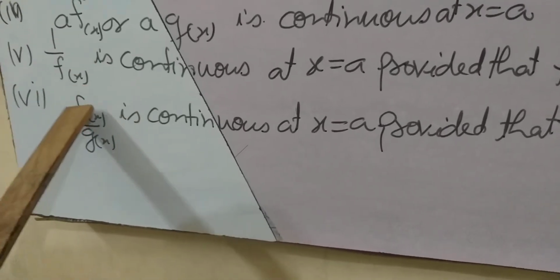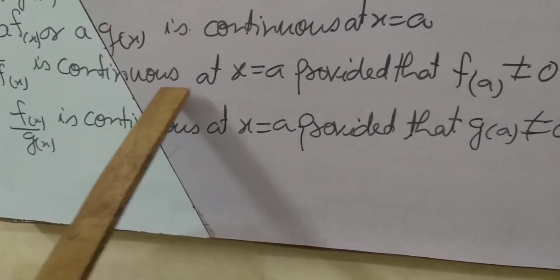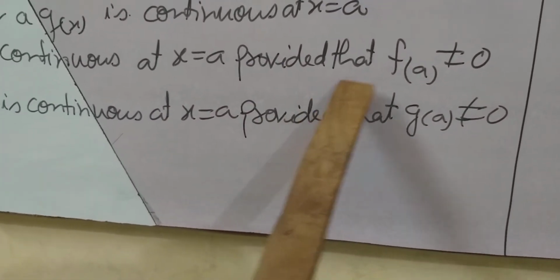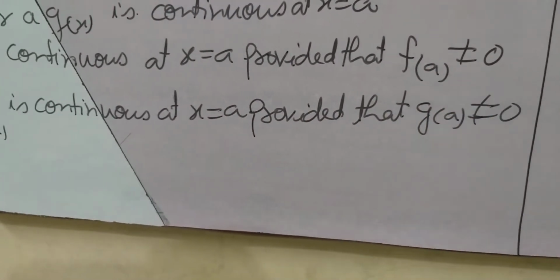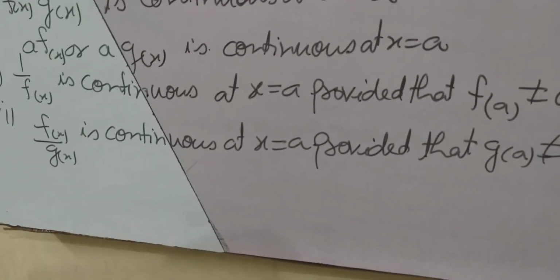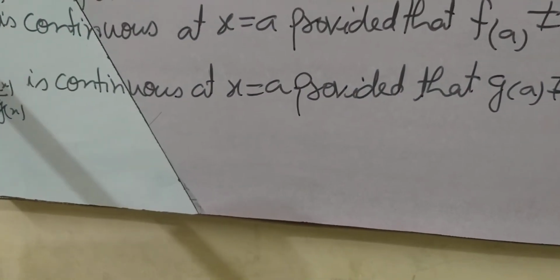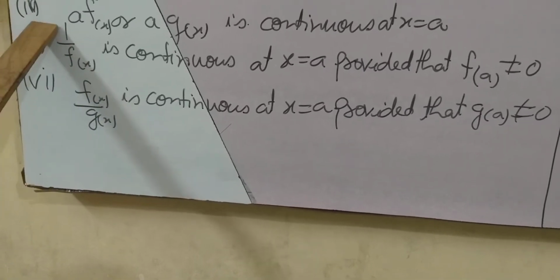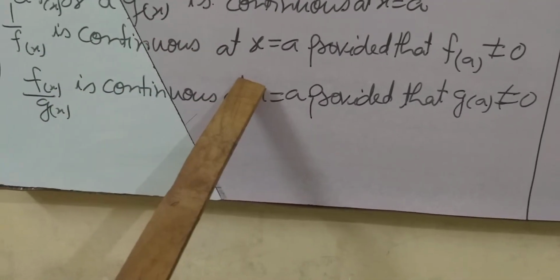The reciprocal of the function is continuous at x equal to a, provided that f(a) is not equal to 0. If, students, the value of the function at a equals 0, then it will be infinity. That's why, students, remember 1 upon f(x) is continuous at x equal to a when f(a) is not equal to 0.